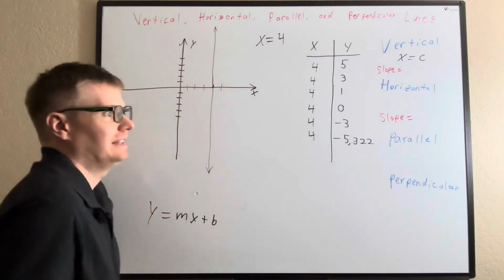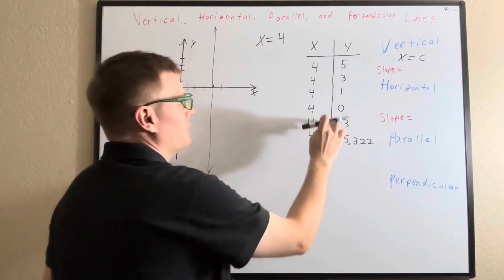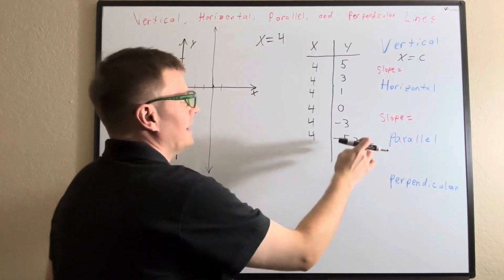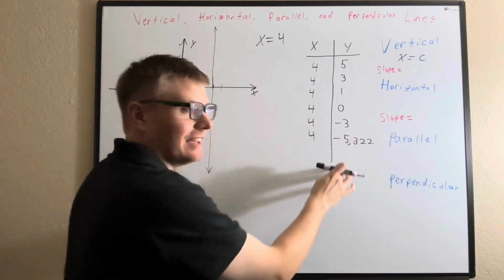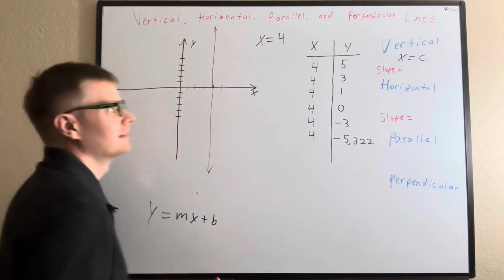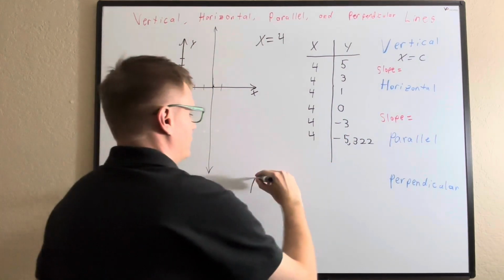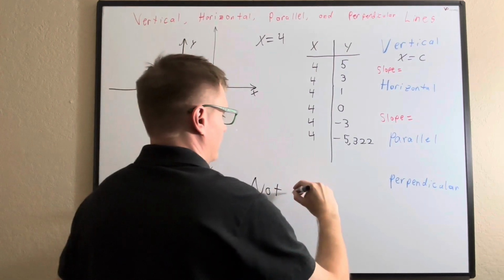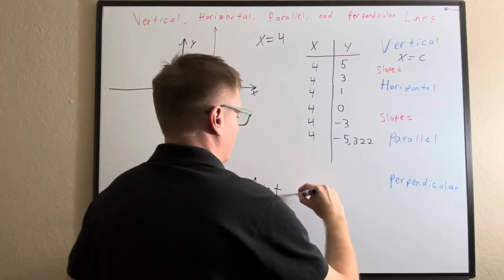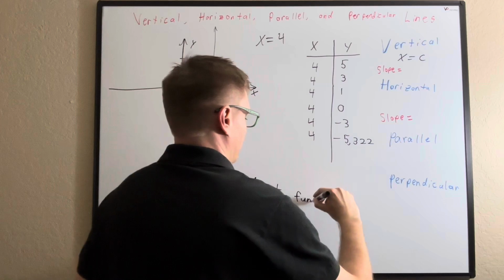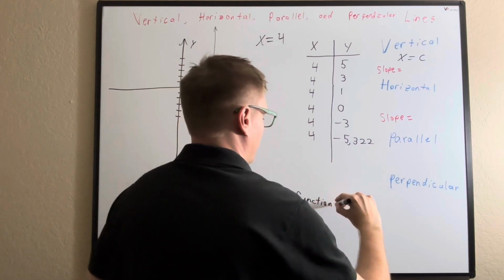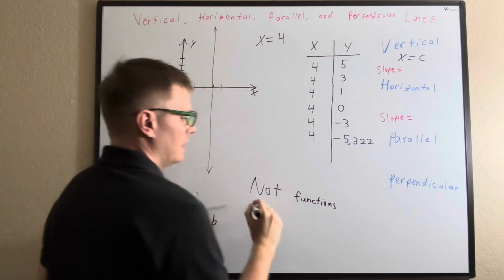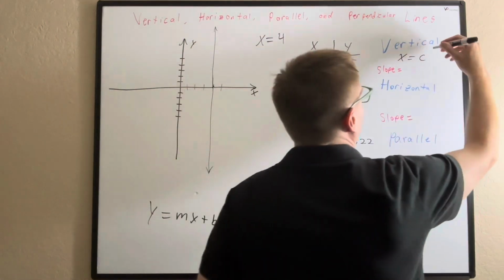It's the definition of insanity, right? Doing the same thing over and over again and expecting a different result. This is actually insanity. That's why this is not a function. Vertical lines are not functions. That will be important later on, but not really in this lesson. So vertical lines, not functions.